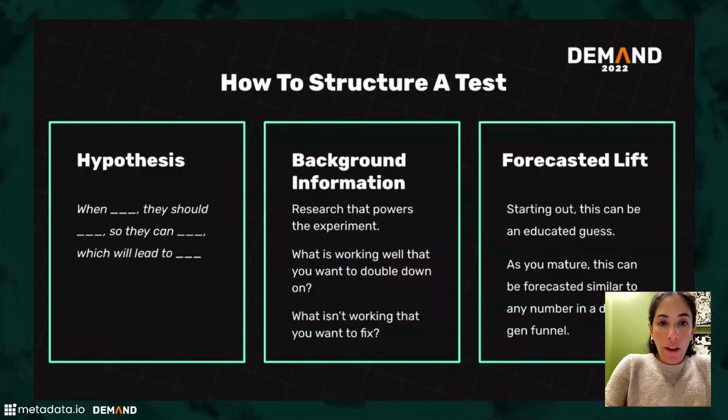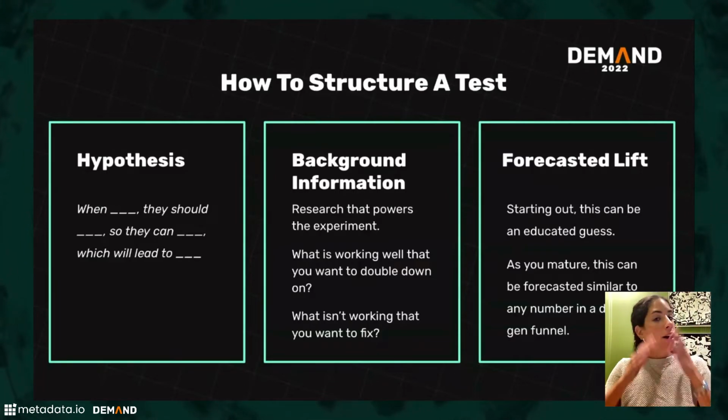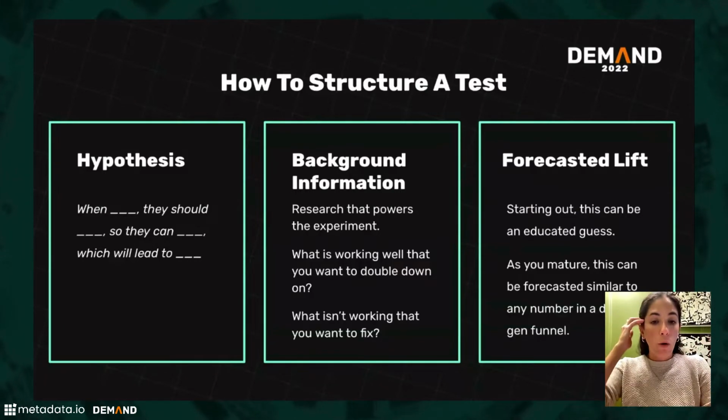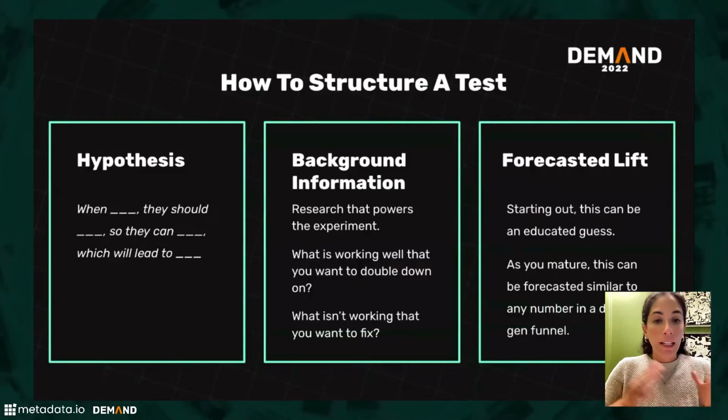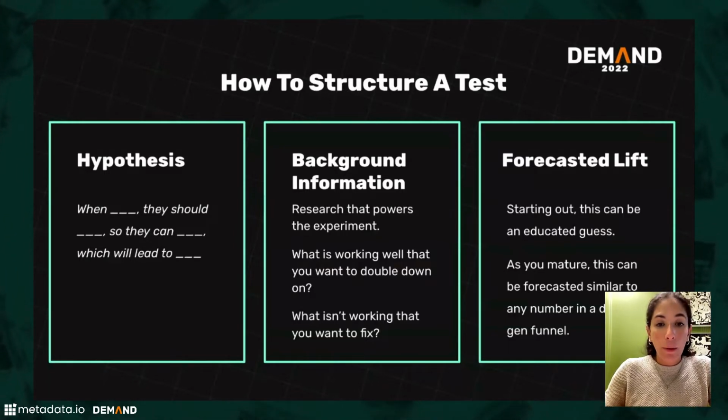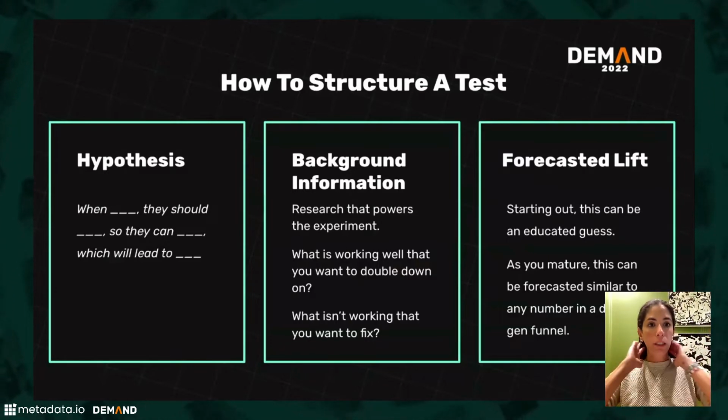So the first thing you have is a hypothesis. So when blank, they should blank, so they can blank, which will lead to blank. So if we're running an experiment based on page experience or on-site experience, when a user comes to our site, they should understand the different product lines that we offer so they can self-select what they're most interested in, which will lead to more page views per session, for example.